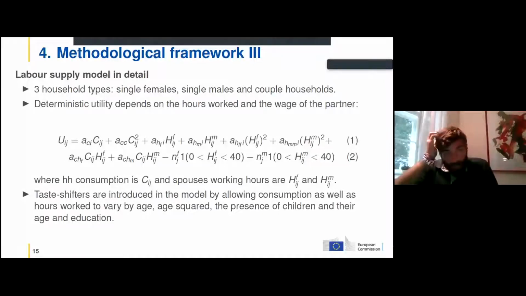As I told you, in our labor supply model we distinguish between 3 household types. We have single females, single males, and couple households. We set up a deterministic utility function that depends on the hours worked and the wage of the partner. We also introduce the fixed cost of starting to work, which you see here in the equation. This is a quite standard model. We introduce taste shifters allowing consumption as well as hours worked to vary by age squared, the presence of children, the age of the children, and education. So, as I said, it's quite a standard model in labor supply modeling.